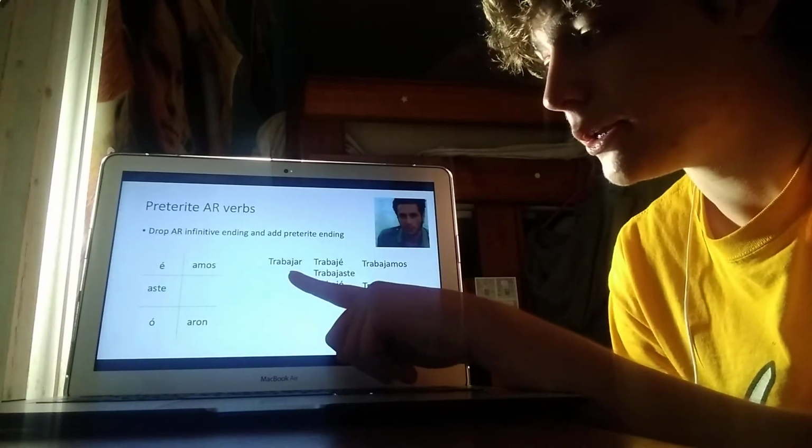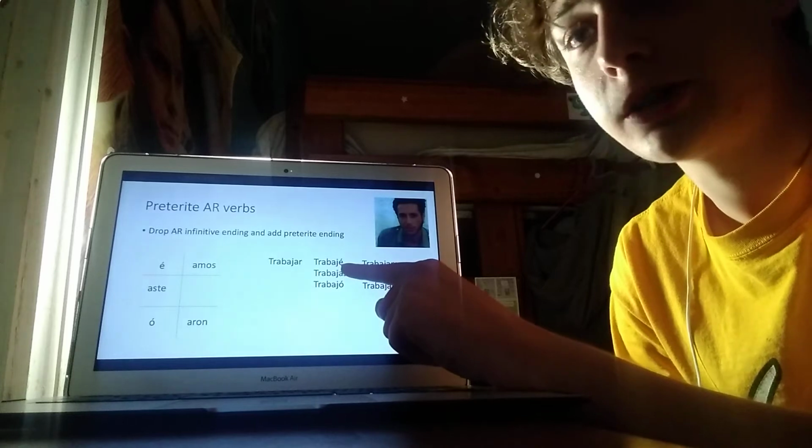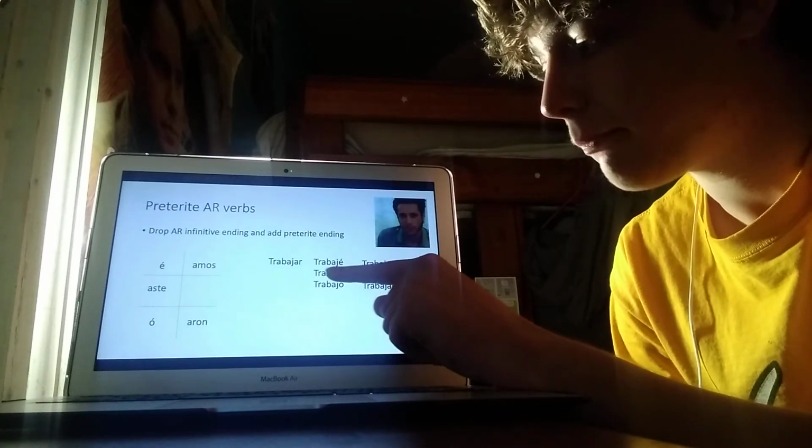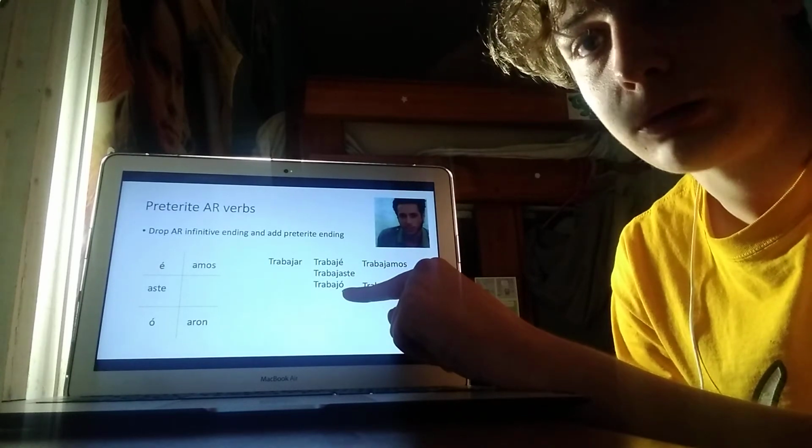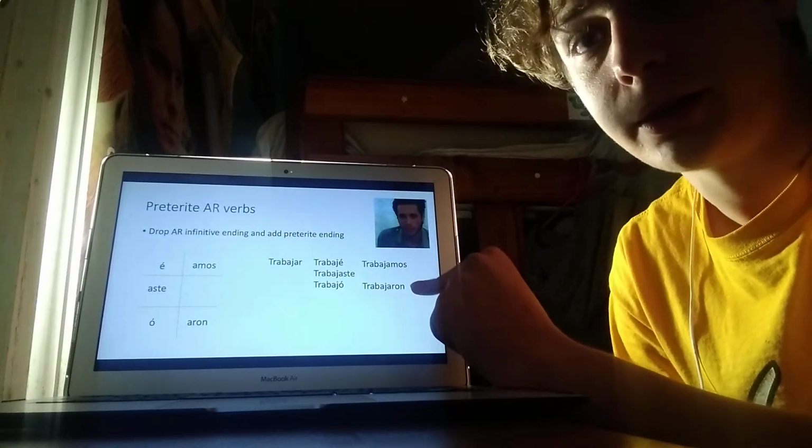Our example word is trabajar. The conjugated forms are trabajé, trabajaste, trabajó, trabajamos, and trabajaron.